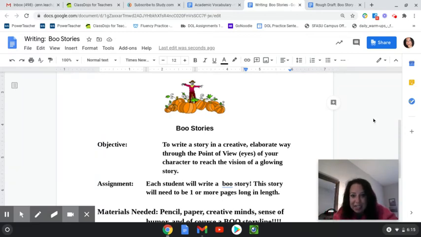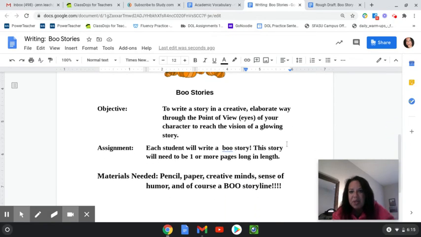Well, the objective is that you need to write a story in a creative, elaborate way through the point of view, which is the eyes of the character that you will shortly choose, to reach the vision of a glowing story. The assignment: each student will write a Boo story. This story will need to be 1 or more pages long in length. The materials that you will need: of course, you don't need a pencil unless you're choosing to do the rough draft on notebook paper. That's the only reason you'll need a pencil. You'll need a paper, creative minds, sense of humor, and of course, a Booish storyline.